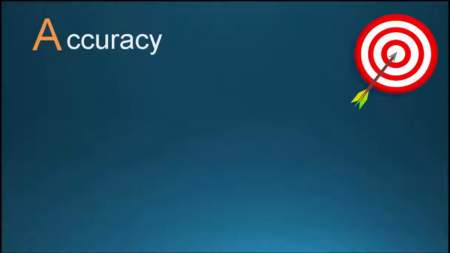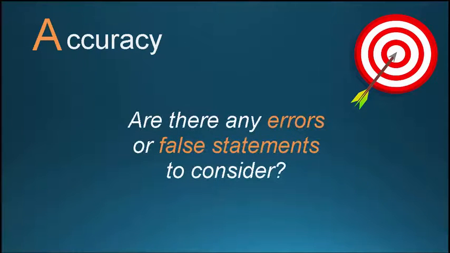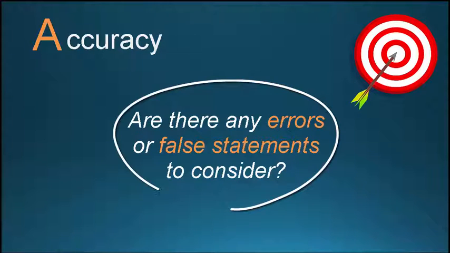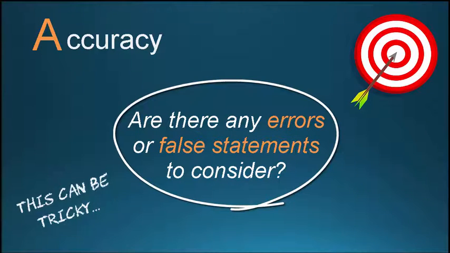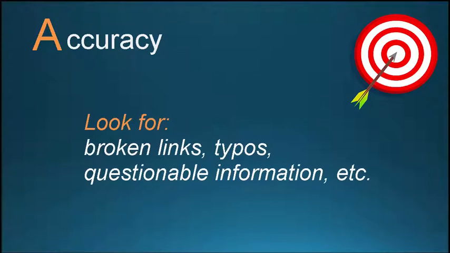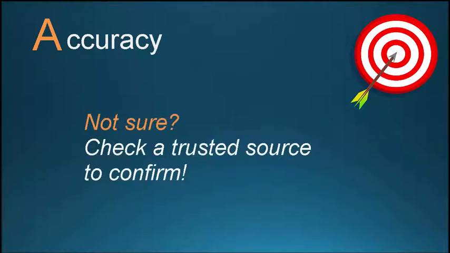Accuracy is a little more difficult to evaluate and means that you need to look closely at the website beforehand. Unless you know a lot about the topic already, you'll actually be looking for inaccuracies that might make you question the website's quality. Look for broken links, typos, or questionable statements. If you have any doubts, do some follow-up research to verify that the information is accurate.